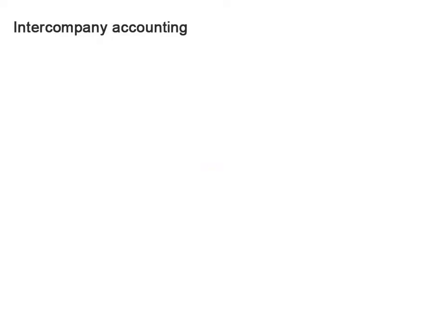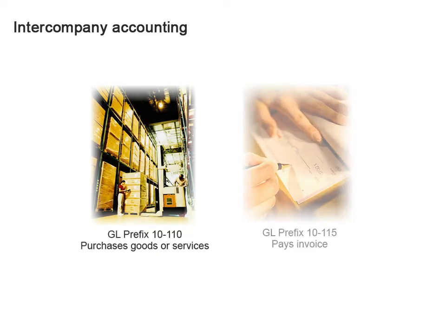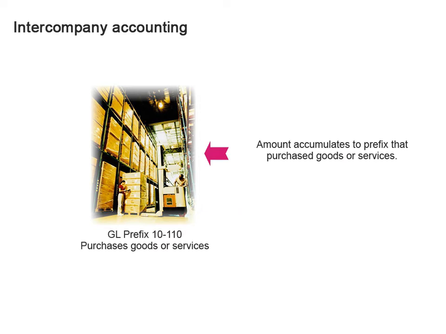How does it handle intercompany accounting? What happens when one entity makes a purchase but another one pays for it? Which one records the 1099 amount paid? In that case, it's accumulated to the prefix that purchased the goods or services, not to the one that paid. Good. That's exactly how I want it to work.